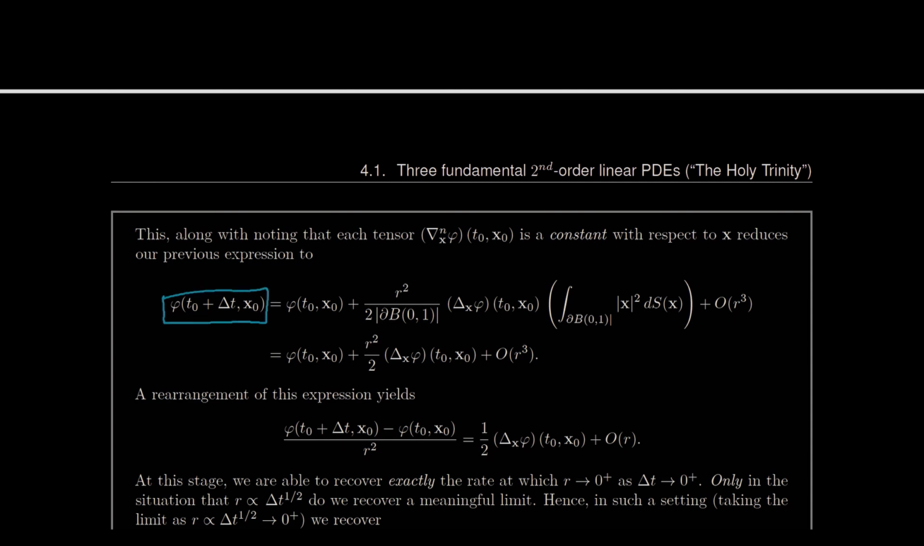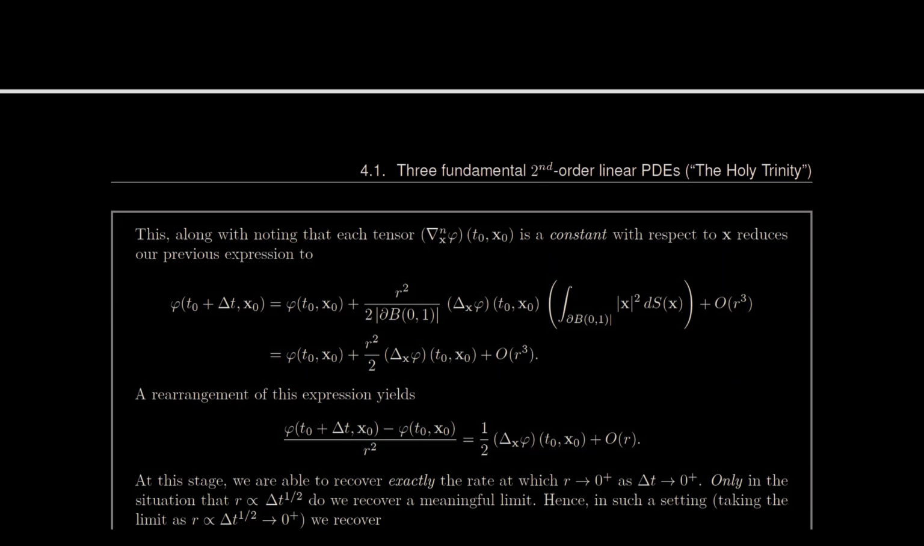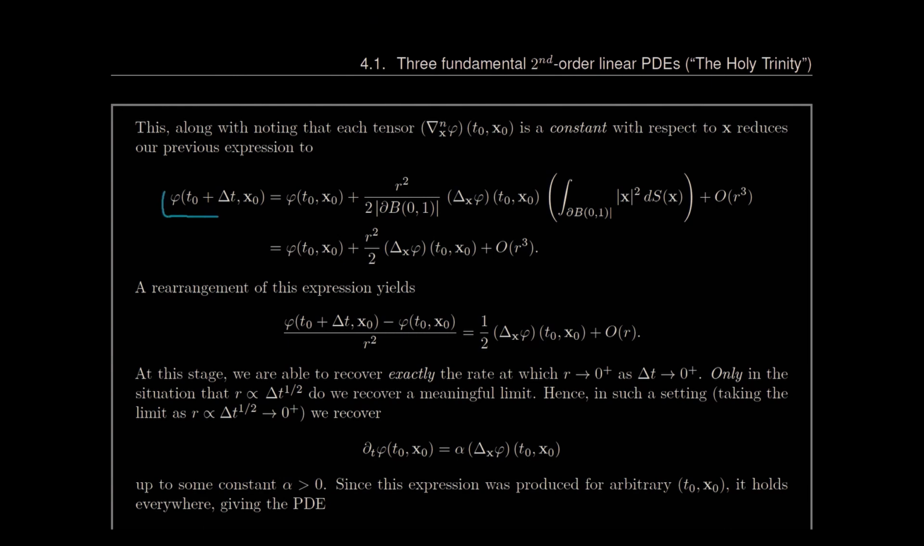We find out that when I moved a little bit forward in time at some spot, that's actually equal to me coming from somewhere else earlier. It's the original value at the center, and then where did I come from? It's r squared over 2 and then the Laplacian on phi. And then I've got these lower order terms in r cubed that aren't going to show up. Reason being, if I rearrange this, I'm going to bring these two terms together and divide by r squared. This looks very much like a difference quotient.